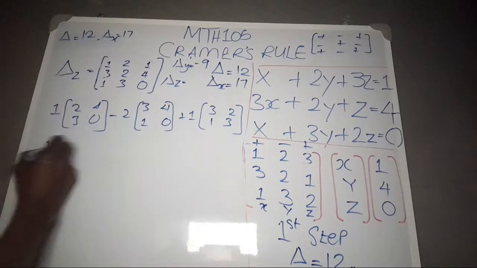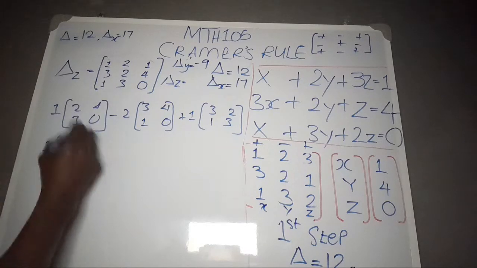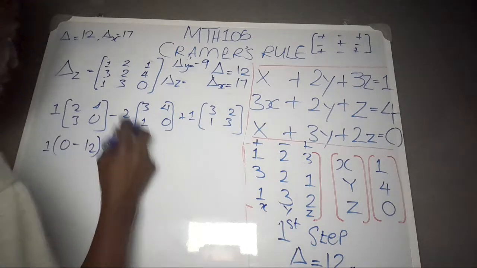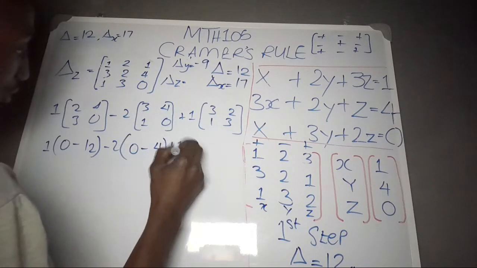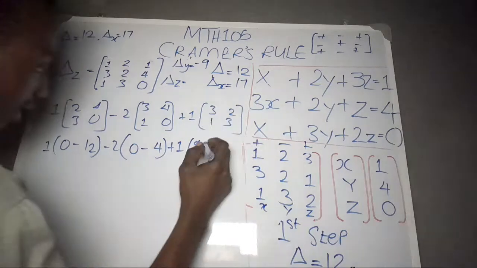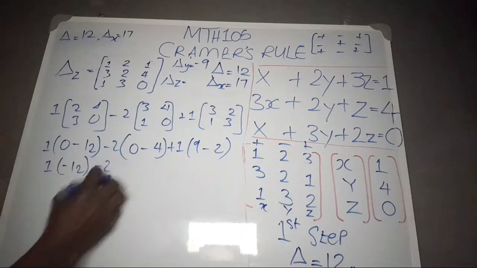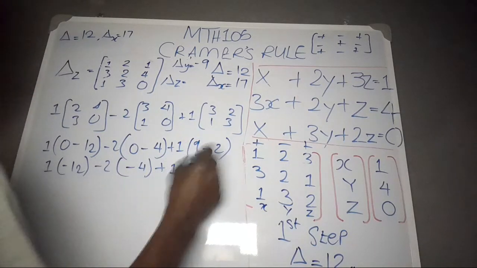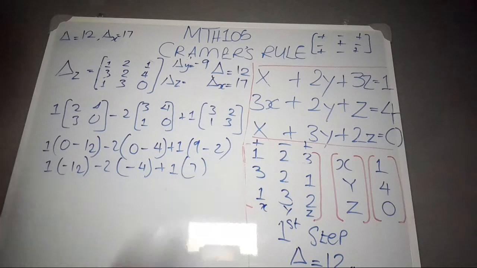So we then have 1, we have 2 multiplied by 0, that's 0. 3 multiplied by 4, that's 12, minus 2. 3 multiplied by 0 gives us 0. 1 multiplied by 4 gives us 4. Then we have plus 1. This gives us 9. That gives us 2. So we have 1 into brackets minus 12, close bracket, minus 2 into brackets minus 4, close bracket, plus. That gives us negative 2. You move it from positive 9, that gives us positive 7.